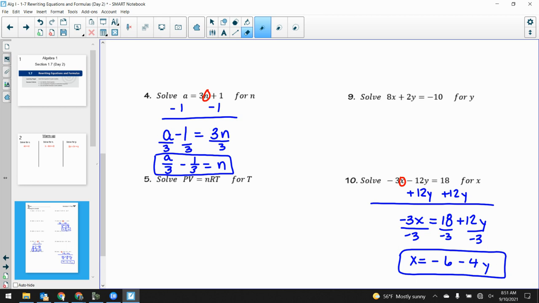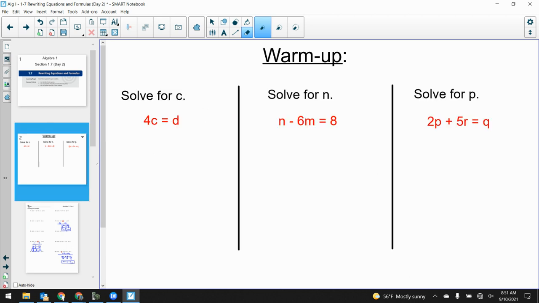Questions? What else? Anything else on the worksheet? No? Okay, let's get to the warm-up then. I got 2 easier ones and then a more difficult one with the solve for p. So let's take the easy one here.